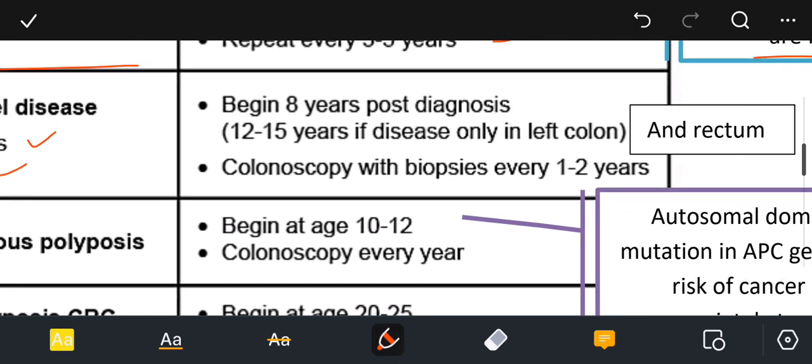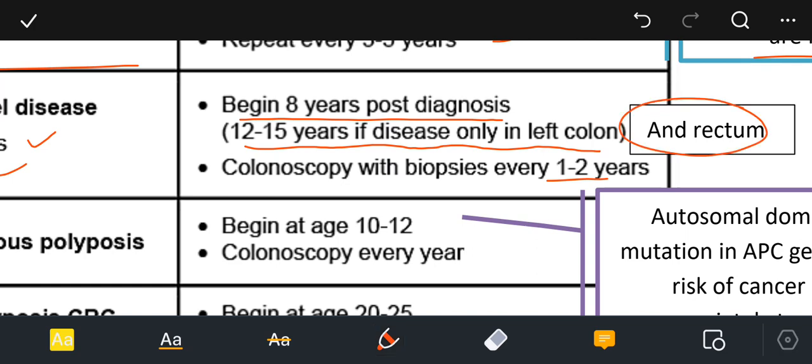Begin 8 years post diagnosis, 12 to 15 years if disease is only in the left colon. Colonoscopy with a biopsy every 1 to 2 years, and also of the rectum.